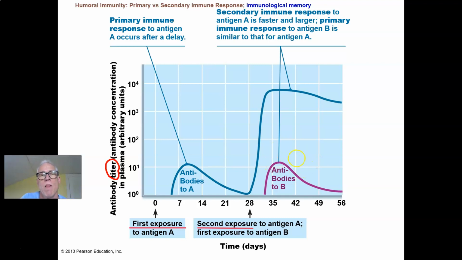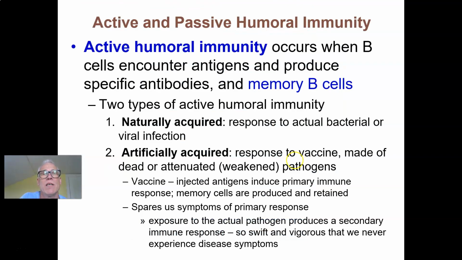So that's so cool. Why is that so cool? Because it has to do with immunization, for one thing. So now we're going to talk about active and passive humoral immunity, but we're also going to talk about naturally acquired versus artificially acquired immunity. So we're going to wind up with 4 categories: active and passive immunity, and in each case, natural and artificially acquired immunity. So what is active immunity?